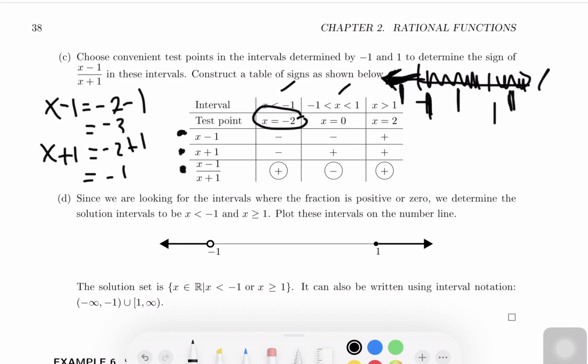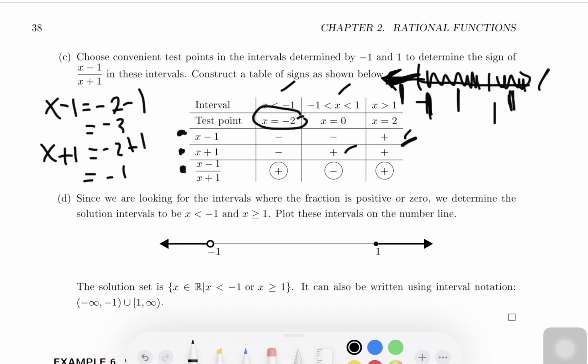Okay? And do the same. If x is 0, we have negative 1, so negative. If x is 0, x plus 1 is positive 1, which is positive. If x is 2, 2 minus 1 is positive 1. If x is 2, 2 plus 1 is 3, positive 3.